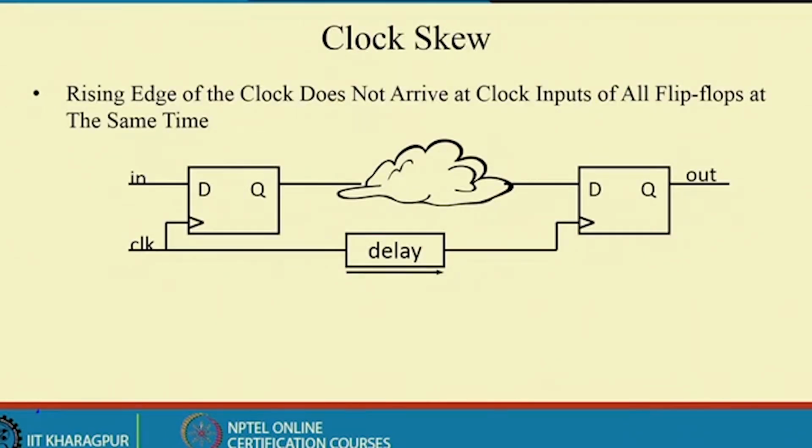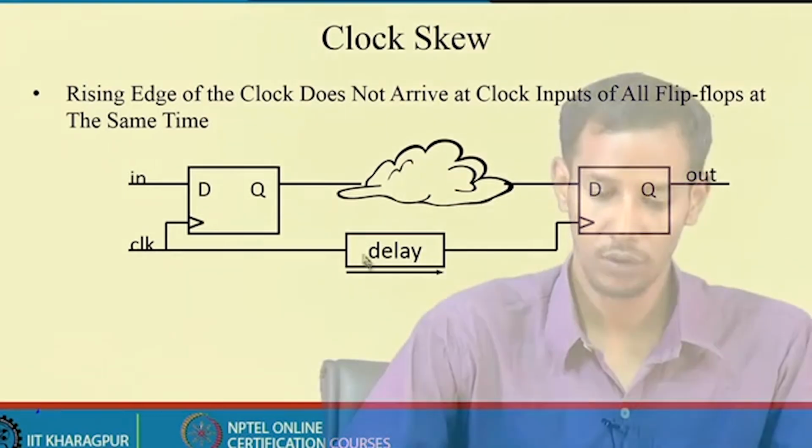Then another important parameter is clock skew. Clock skew is when the rising edge of the clock does not arrive at the clock inputs of all flip flops at the same time. That means the rising edge of the clock does not arrive at the clock inputs of all flip flops at the same time.